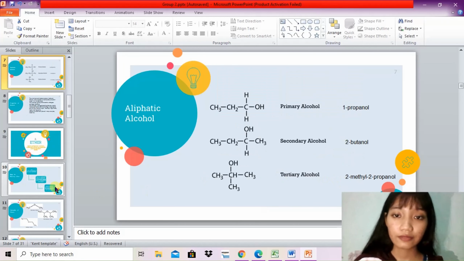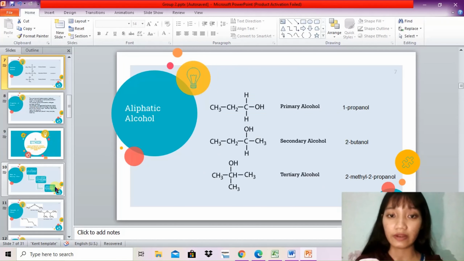So aliphatic alcohol is divided into 3. There are primary alcohol, secondary alcohol, and tertiary alcohol, as we can see here in the example. So what is primary alcohol? Primary alcohol is when the OH group is bonded to a C which is only bonded to one other C. As we can see here, the C that is bonded to OH is only bonded with one C. That is called primary alcohol.